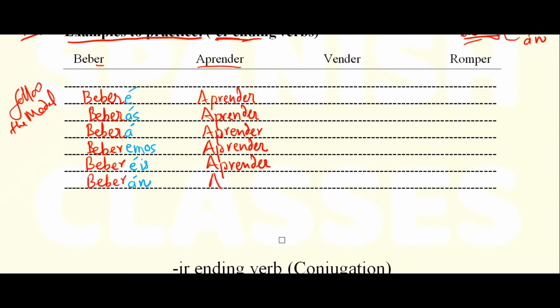Aprender. Aprender, 6 times. Done. Now we have to add suffixes again. A with accent, as, a, hemos, eis, an.